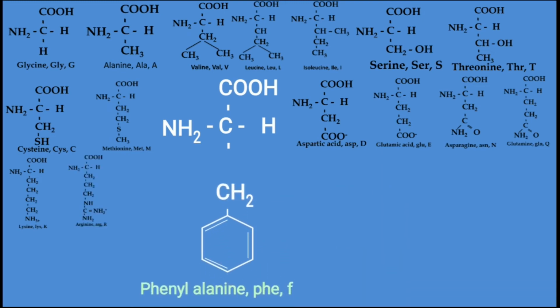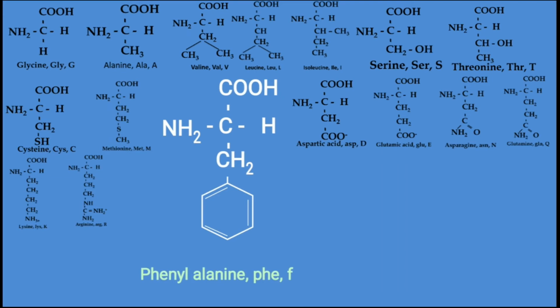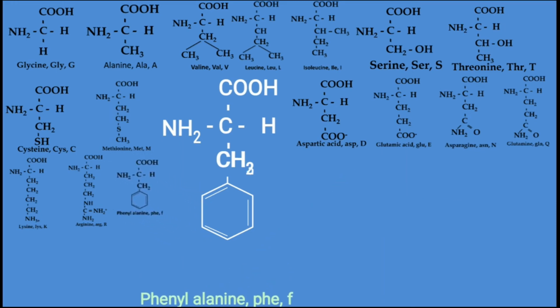Next amino acid is phenylalanine. In the alanine, the phenyl group is added in the last methyl group, then it is called phenylalanine. Its 3-letter code is PHE, and the 1-letter code is F. Phenyl compounds are known for their aromatic properties, so this amino acid is known as an aromatic amino acid and it is hydrophobic in nature.